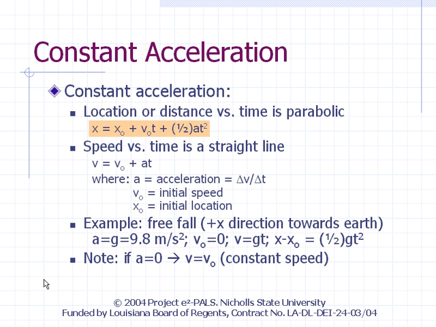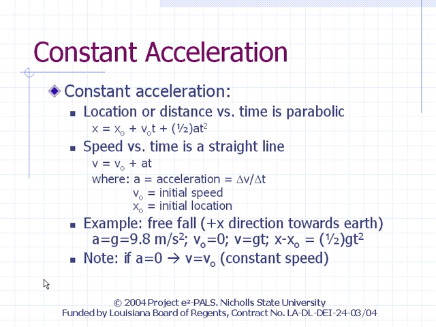In this equation, x is the location of the object, x naught is its initial location, that is, its location at the time we select as time 0, v naught is the initial speed of the object, and a is the acceleration of the object. In this equation, x naught, v naught, and a are constants. Acceleration is defined as the change in speed per unit time. That is delta v divided by delta t.